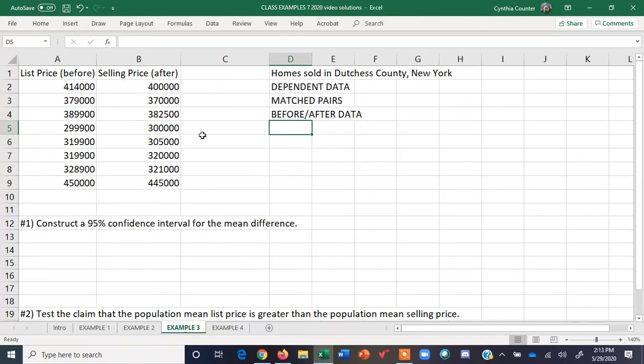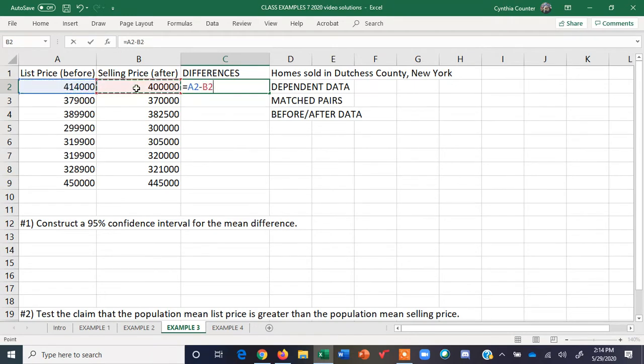With data like this, we are going to find the differences in order to use the summary statistics tool to get a confidence interval. Then I will also show you how you would use the differences to do a hypothesis test. Then I will show you how to use a built-in data analysis tool to conduct the hypothesis test. So the differences are the before minus after differences.